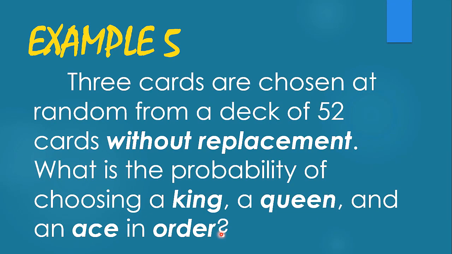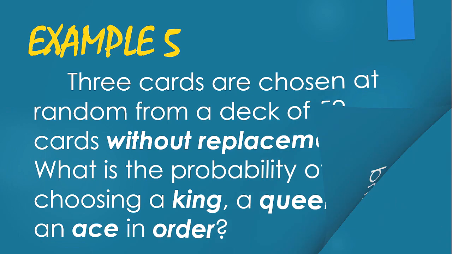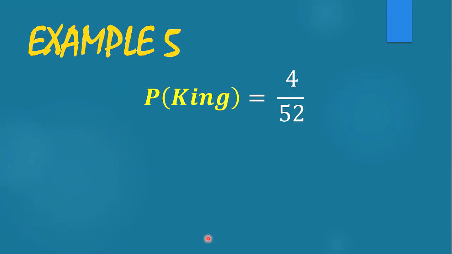Example number 5. 3 cards are chosen at random from a deck of 52 cards without replacement. So this is again dependent events. What is the probability of choosing a king, a queen, and an ace in order? First, if we have to take the king cards first, we have 4 different king cards: king of hearts, king of spades, king of clubs, and king of diamonds. So we have 4 over 52.